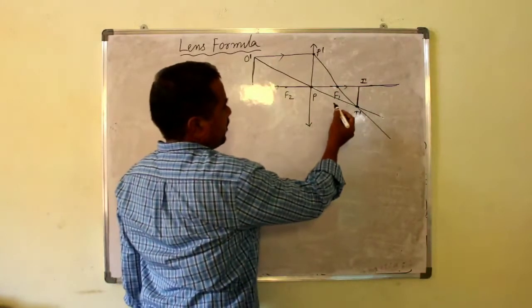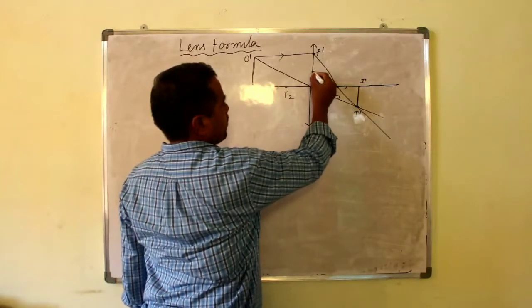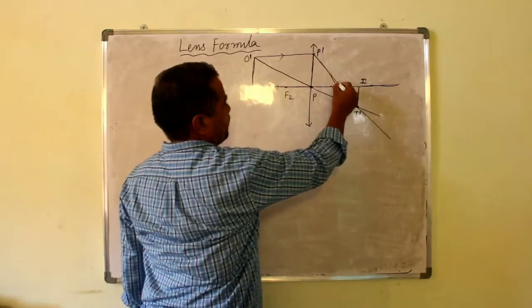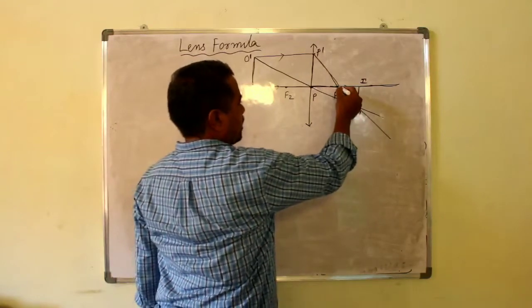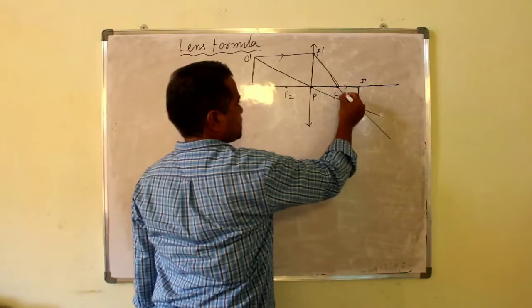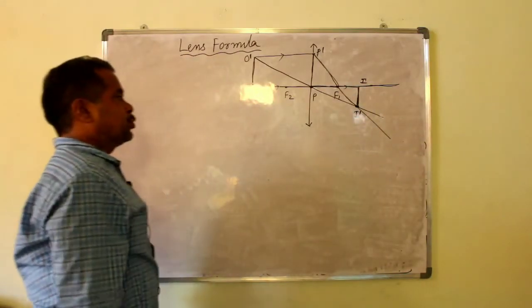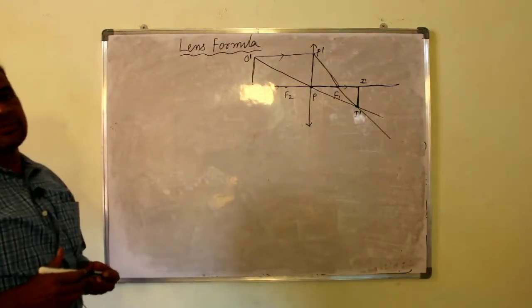In this case, we have to consider two triangles. One is P dash F1 and another one is F1 I dash. These two triangles are similar triangles. What is meant by similar triangles?